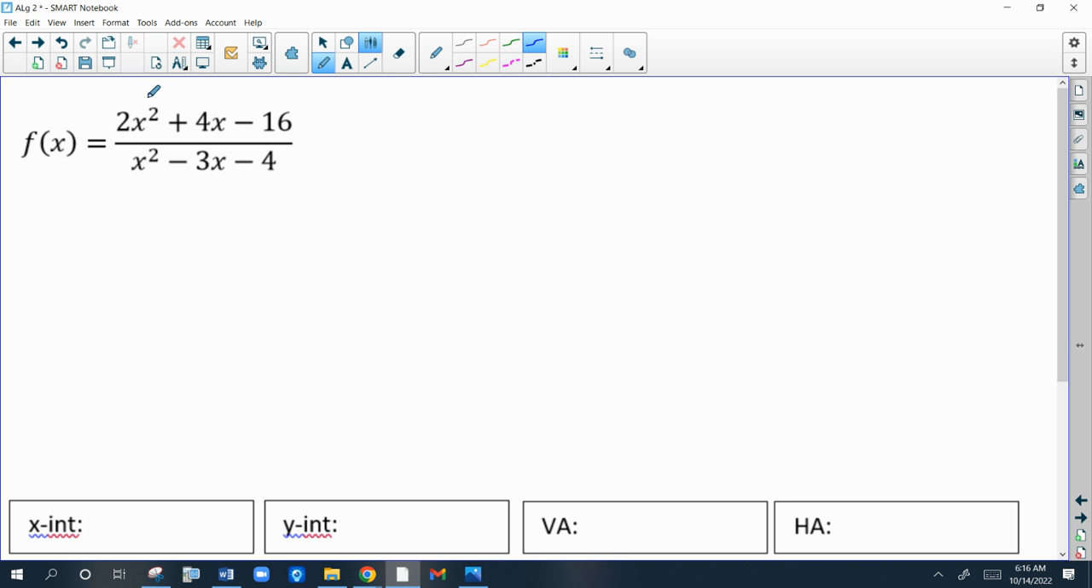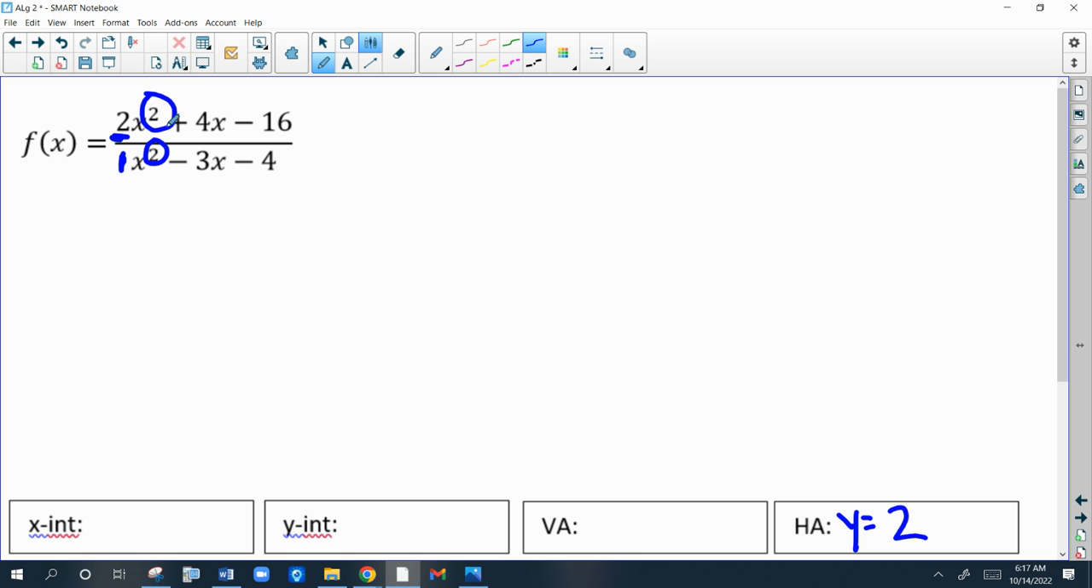When the top and the bottom have the same degree, the horizontal asymptote is the ratio of the leading coefficients. So the top leading coefficient is 2, the bottom leading coefficient is 1, so it would be y equals 2 over 1, or y equals 2. That's an easy one, only because their degrees were the same. There are different rules if the degrees are not the same.